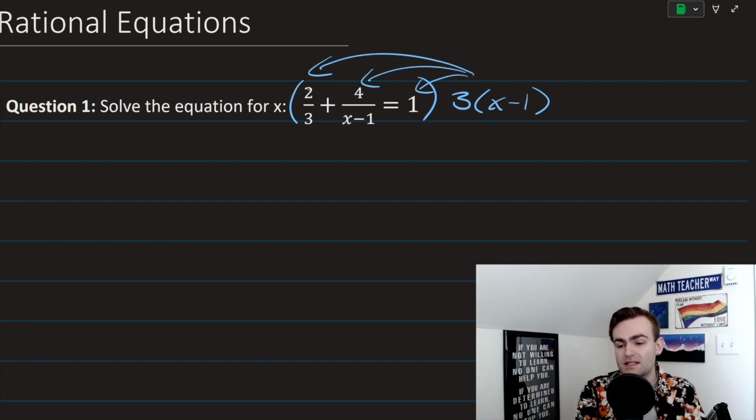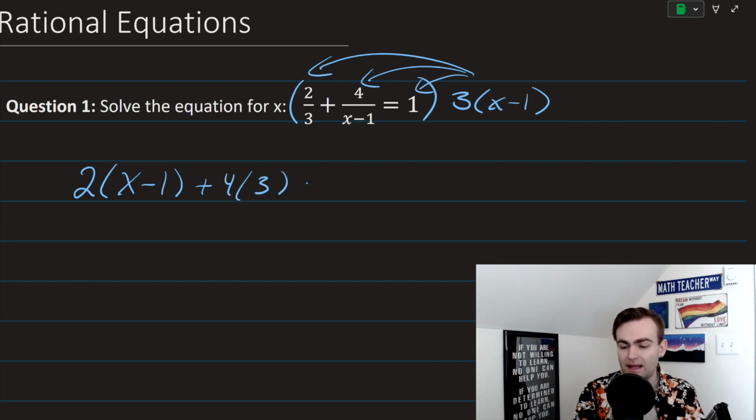So what I can do is since I'm dividing by 3 and multiplying by 3, I can just have this 2 times the x minus 1. Here, the x minus 1 would cancel, leaving me just with this positive 4 times 3. And then on the right-hand side, nothing would cancel, just leaving me 1 times 3, which is just 3 times this x minus 1. From here, we can multiply and simplify this out a little bit.